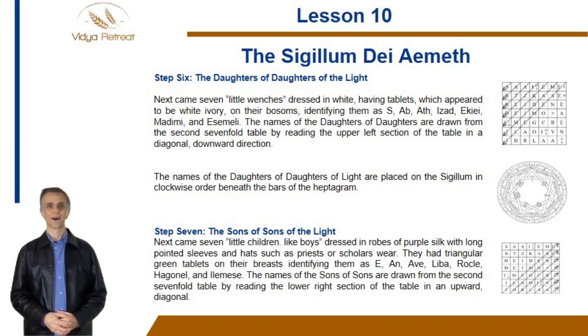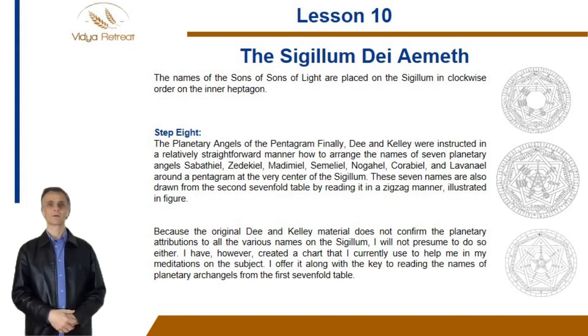The names of the sons are drawn from the second sevenfold table by reading the lower right section of the table in an upward diagonal. The names of the sons of light are placed on the sigillum in clockwise order on the inner heptagon.